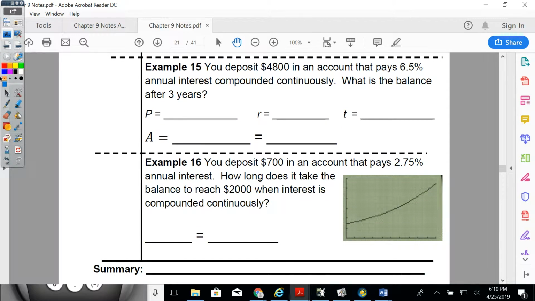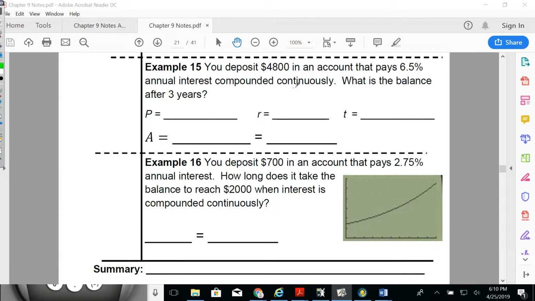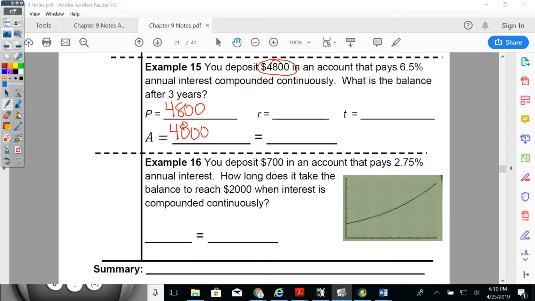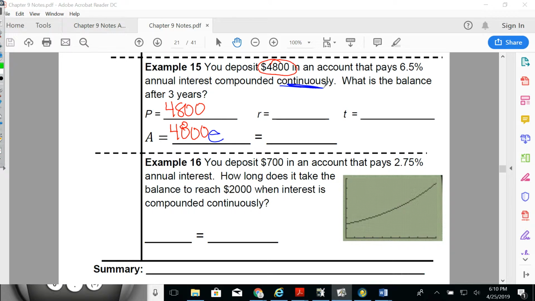So it says you deposit $4,800 in an account that pays 6.5% annual interest compounded continuously. What is the balance after 3 years? So this part's still the same. The $4,800 is my principal. So $4,800. I know to use the E because it says continuously. If it didn't have the continuously, it would say annually or daily, and that means I use the other formula, the NT one.